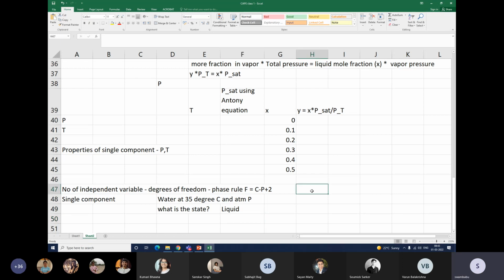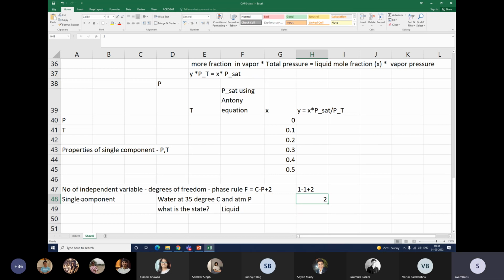So the number of components is 1, the number of phases is 1, plus 2. So this comes to be 2. The degrees of freedom is 2. That means for a single component, we need to define two properties. Unless you tell two properties, we cannot define the state of that one. We cannot estimate the properties of that one.